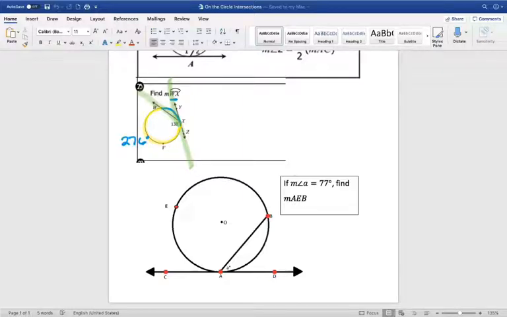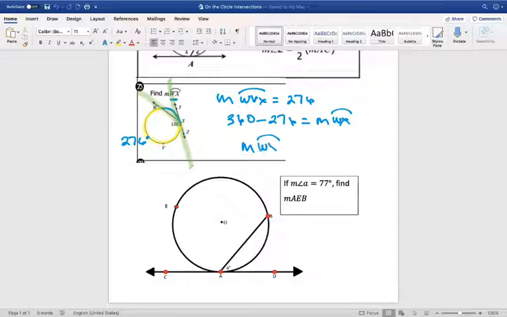All right, you've been asked to find arc WX. So right now what we know is that the measure of arc WVX equals 276. Well, 276 plus that arc WX should equal 360. So if I just do 360 minus 276, it should give me the measure of arc WX. So the measure of arc WX is going to equal 84 degrees when I subtract that.